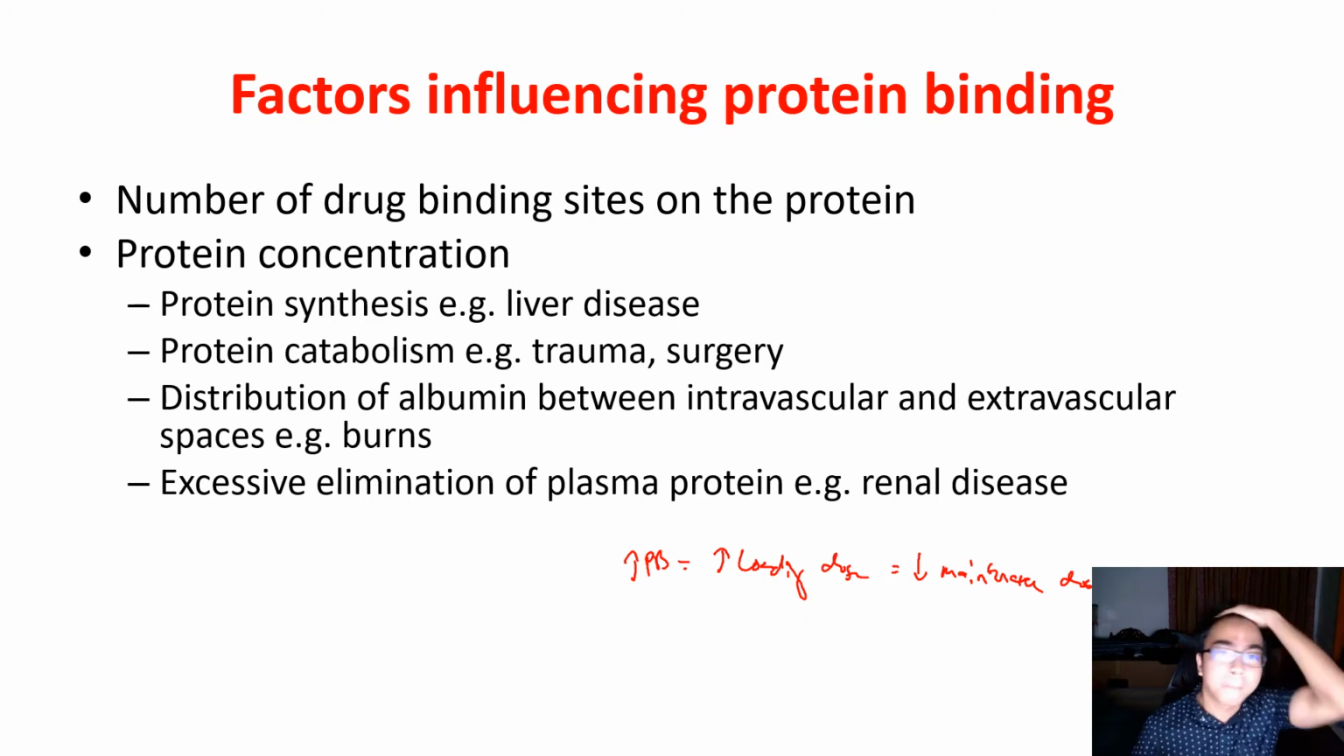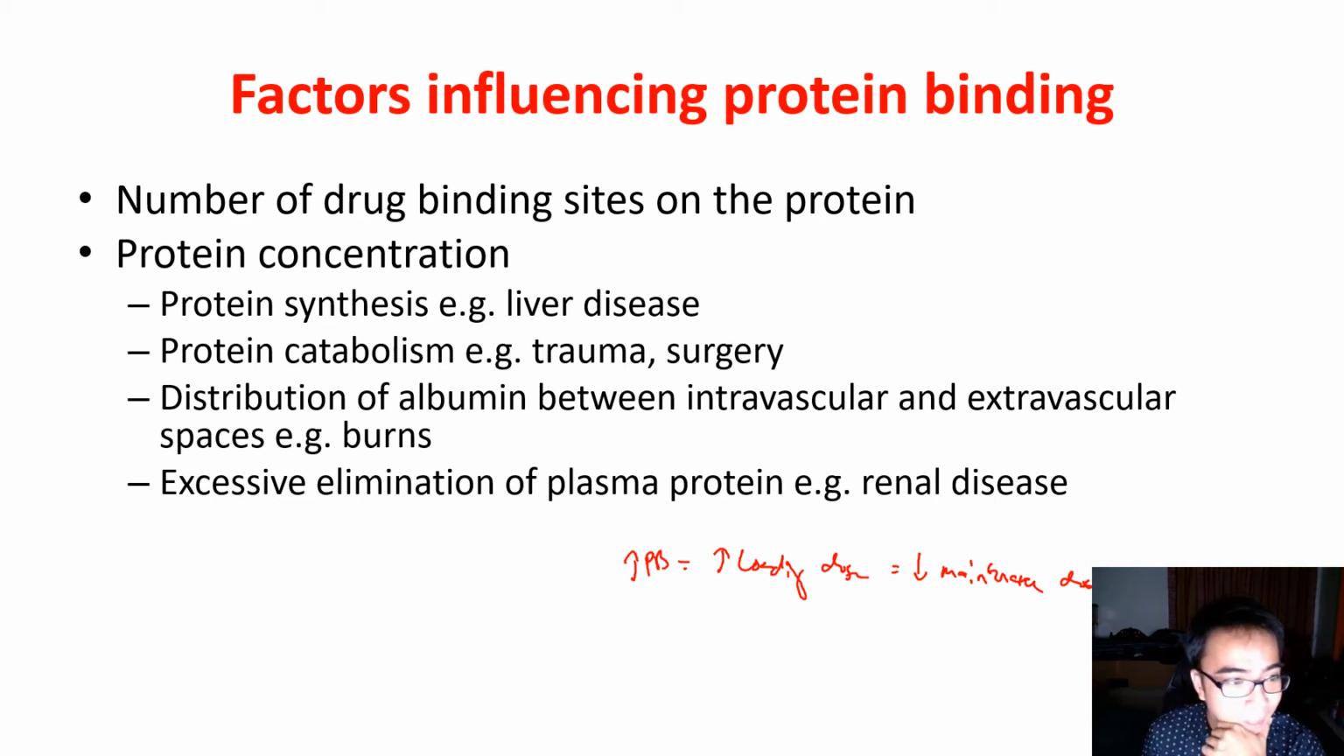Alright? So, protein concentration can affect protein binding, obviously. So, effect ng protein synthesis in terms of liver disease. Normally, kasi when you have liver disease, mababa ang albumin levels. Right? So, affected din yung protein binding ng gamot. So, halimbawa, alam ko naman na highly protein bound ang drug to. So, automatic, bibigyan ko ng mataas na dose, di ba?